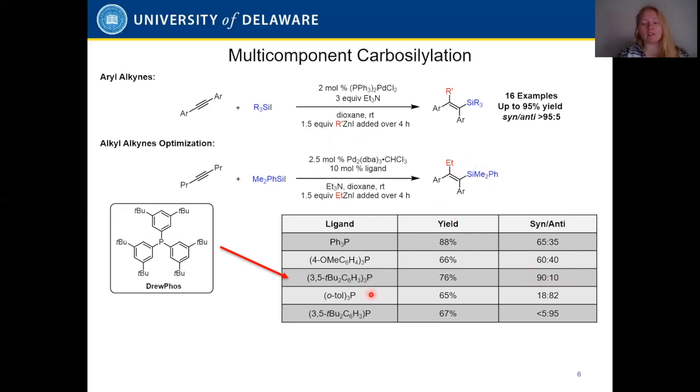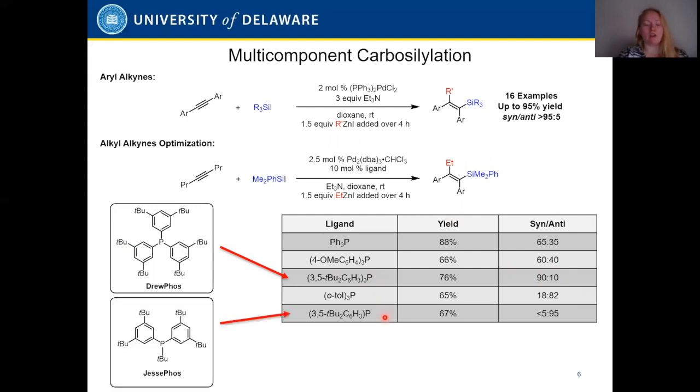However, as they increased the electron density of the complex and ultimately ended up at Jessie-Phos, they noticed a huge switch in selectivity for the anti-product, which is pictured up here.